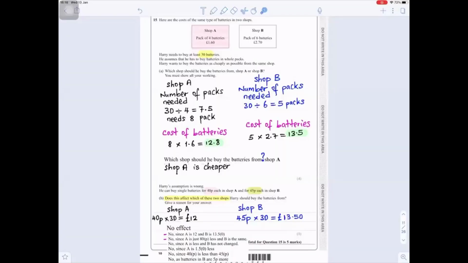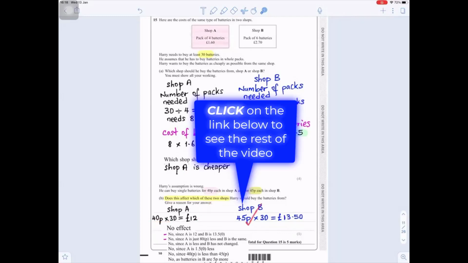So that's the complete answer for question 15. You work out the cost for A, the cost for B, and conclude that A is cheaper. You work out 40 pence times 30 batteries for A is £12, and 45 pence times 30 is £13.50. So it has no effect because A is still cheaper.